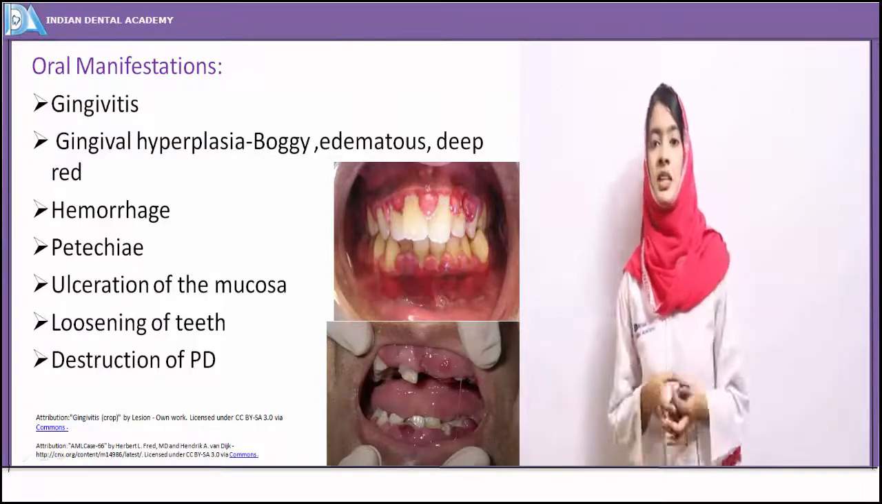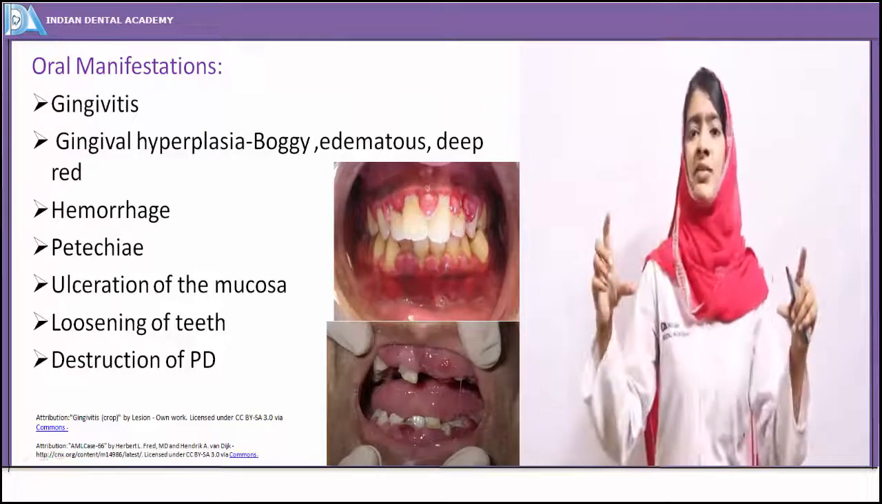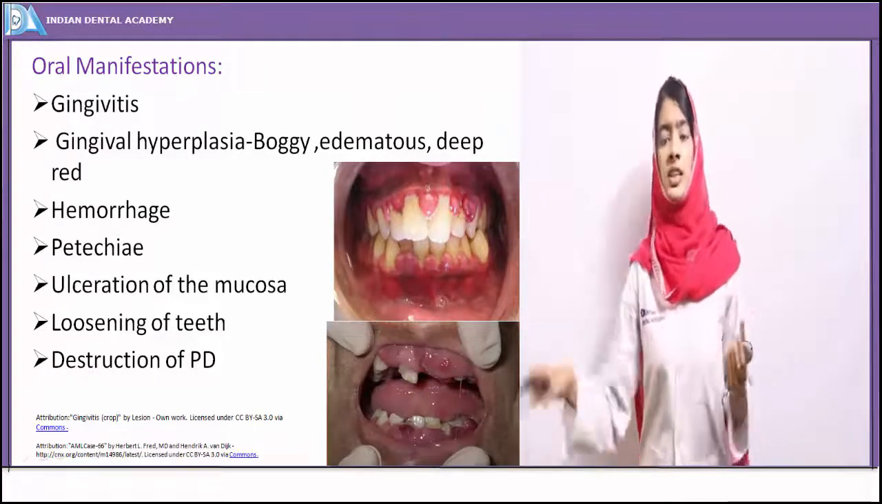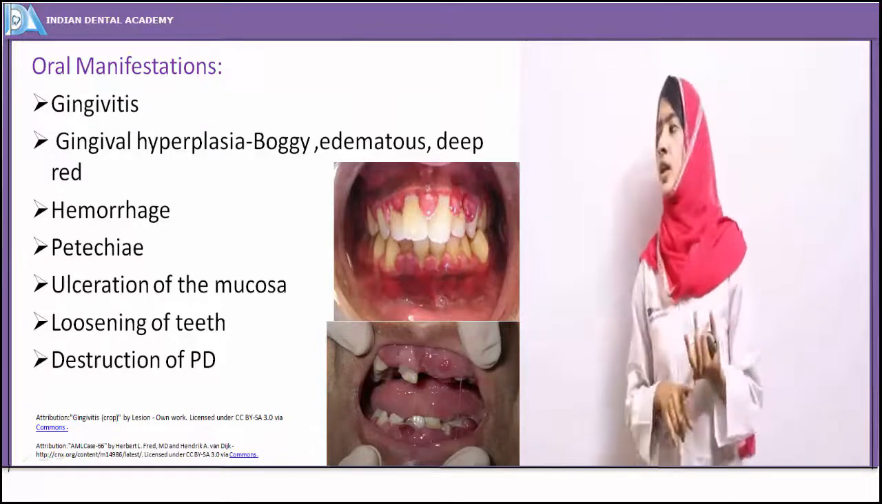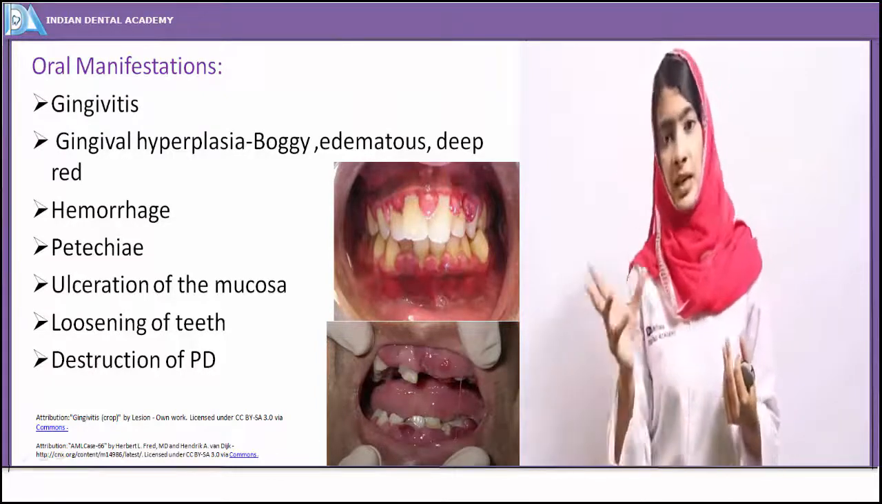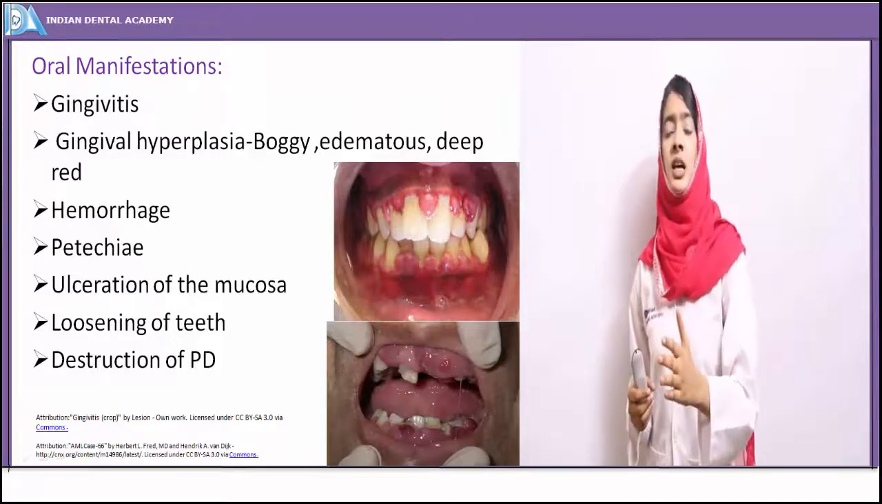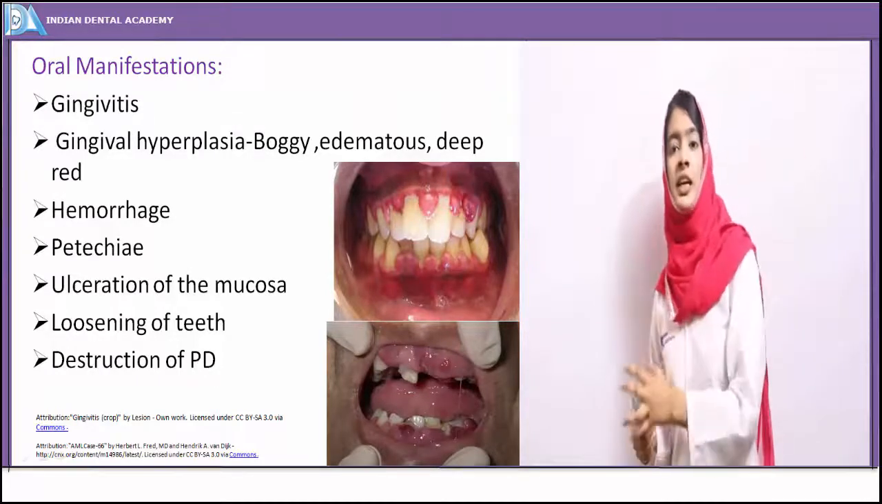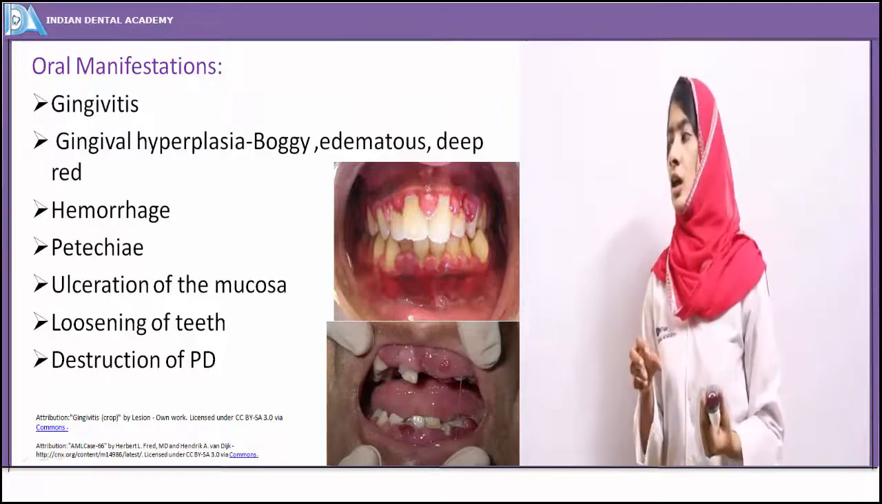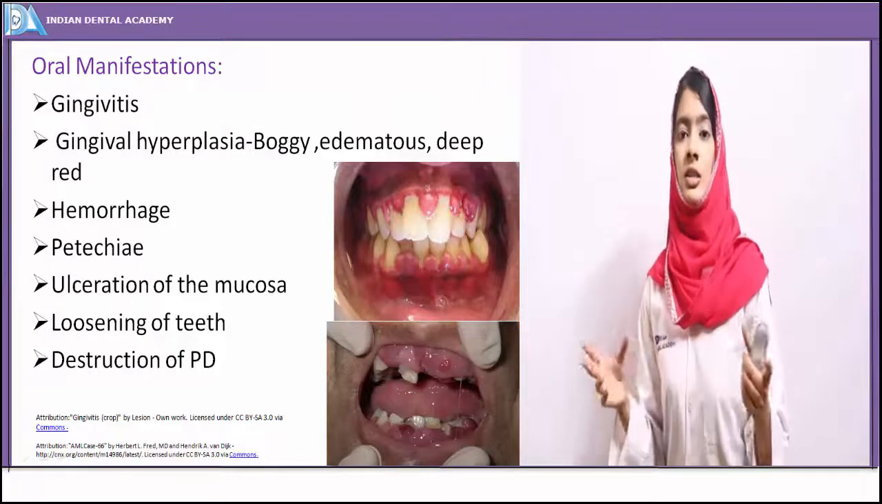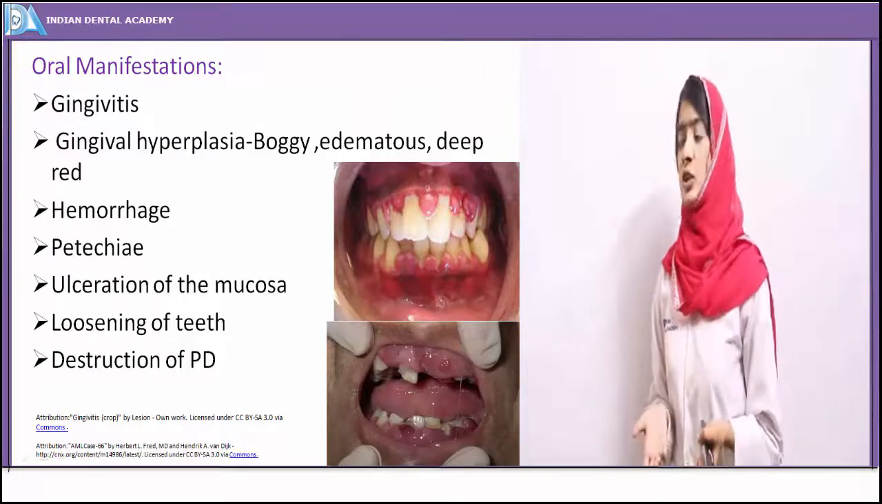Gingival hyperplasia is nothing but the gingiva becomes edematous, inflamed, and very enlarged. It covers almost all of the teeth. The gingiva becomes boggy, edematous. It is deep red in color. So gingivitis progresses to gingival hyperplasia, and ultimately hemorrhages occur. Hemorrhages are nothing but ulcerations of the oral mucosa and frank hematomas occurring in the oral cavity.